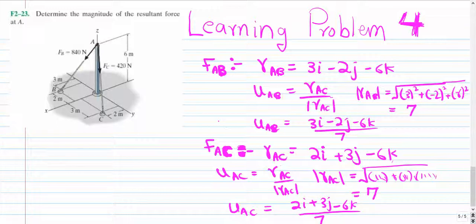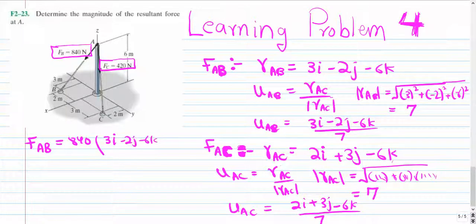Now that we have unit vectors for both FAB and FAC, we can move to finding the force vectors themselves by just multiplying the unit vectors by the magnitude of the force. And you will notice the question has provided us with the magnitudes of those forces. FAB is 840, while FAC is 420 newtons. So FAB is going to be 840 times the unit vector from A to B, which is 3i minus 2j minus 6k all over 7.